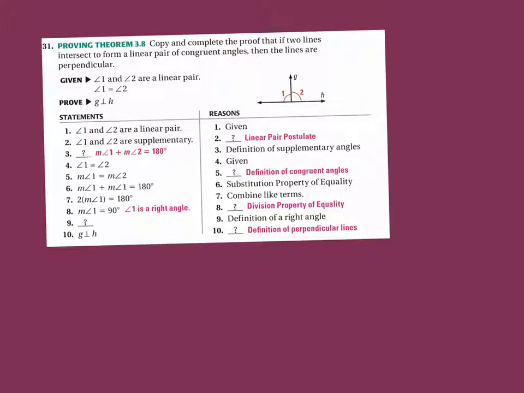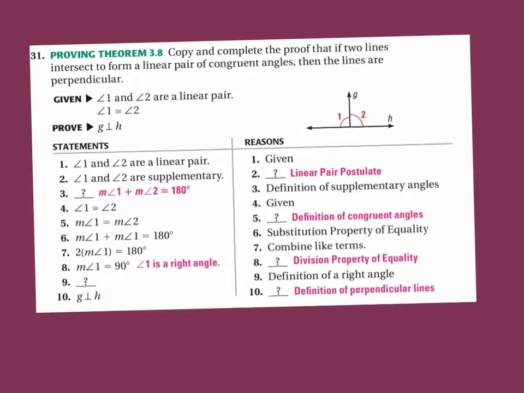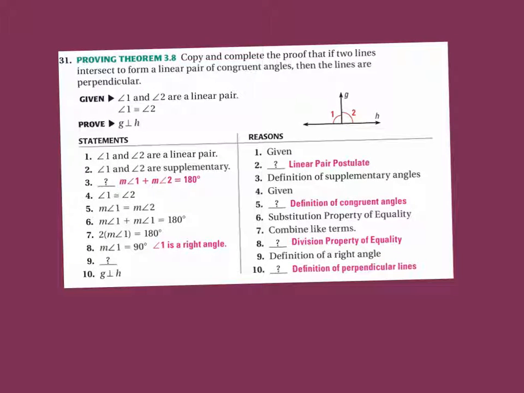All right, 31 says proving theorem 3.8. So here's your partially filled in. Remember, this test is not going to be partially filled in. This test is going to be open. So given that 1 and 2 are a linear pair and that angle 1 equals angle 2, you're trying to prove that they're perpendicular.